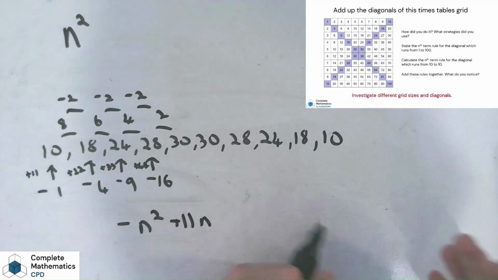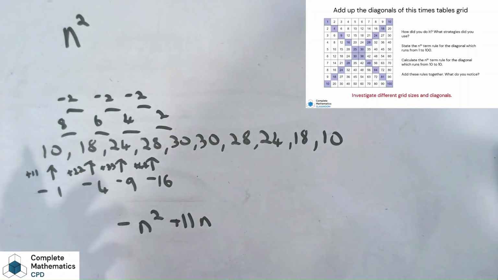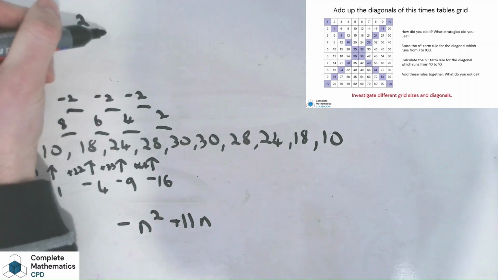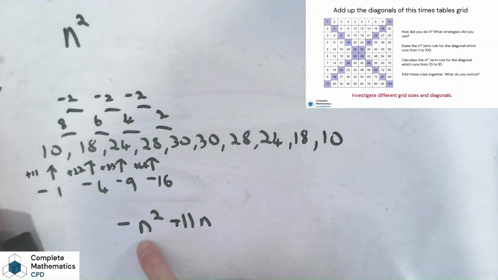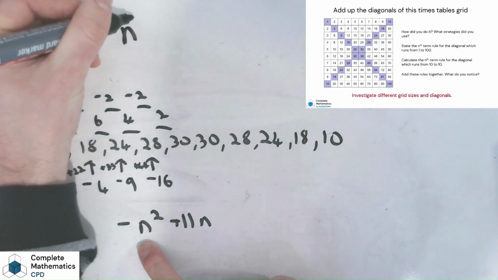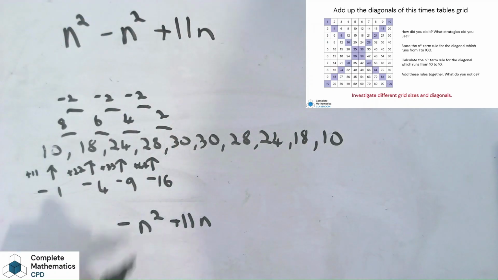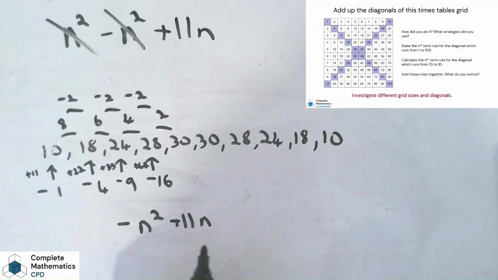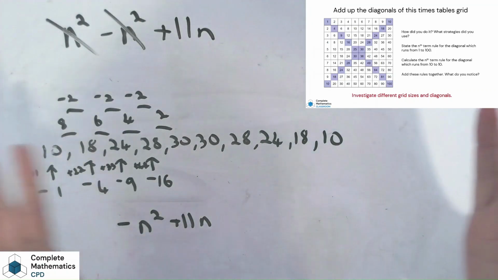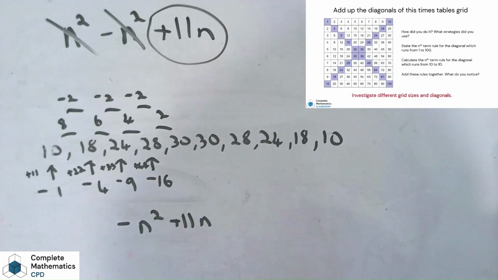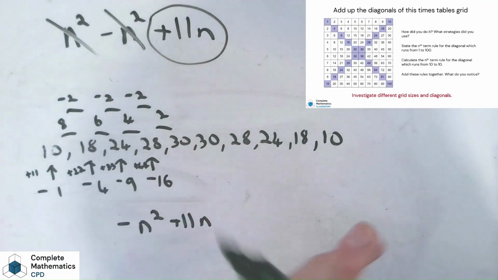So now what happens if we add these two nth term rules together? If I add the first diagonal to the second diagonal, well, the first diagonal has an nth term of just n squared. If I add the second one, well, I'll be adding in a negative n squared and a plus 11n. Now obviously those just cancel out to give me an nth term rule for both sequences combined of just 11n, which is what we got to when we did it just numerically.